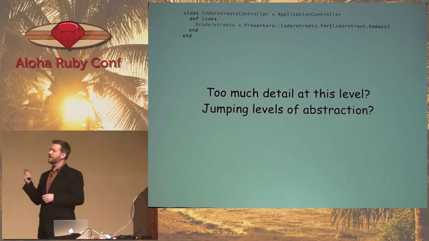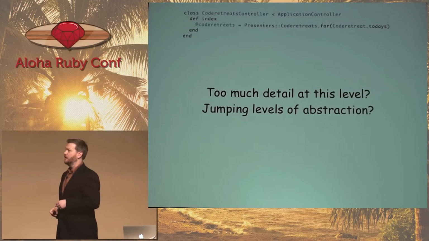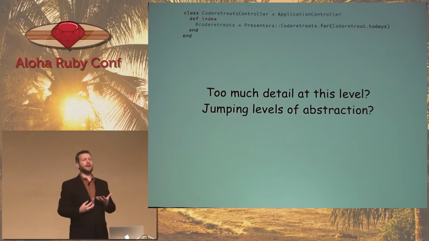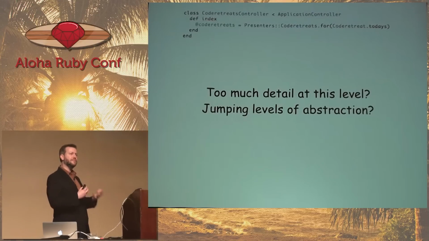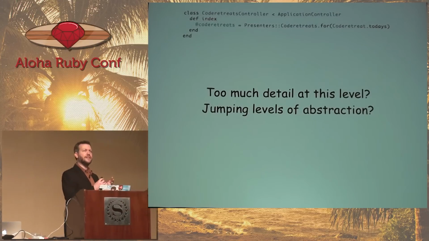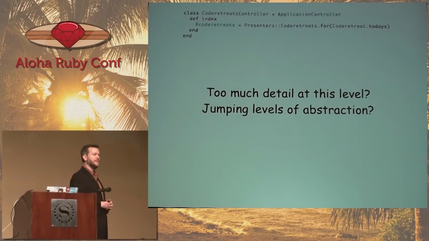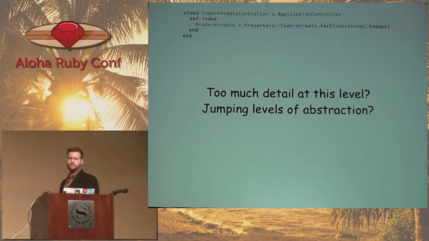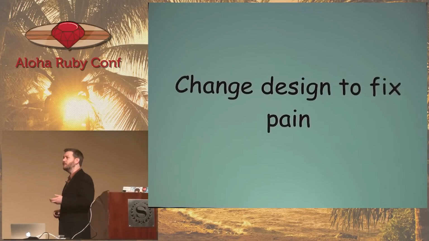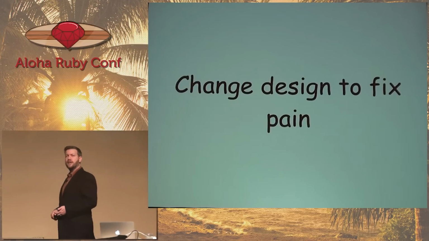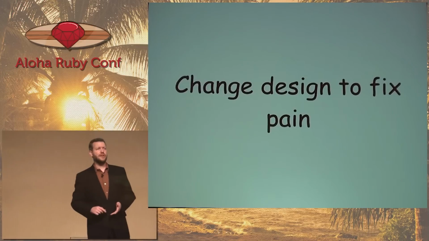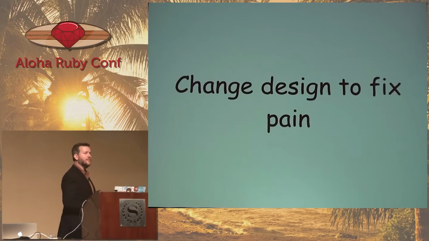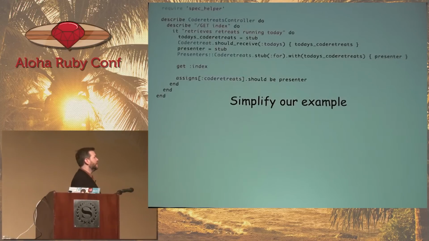I know that I'm getting a code retreat presenter. I'm passing in today's. It feels like I'm bouncing between layers of abstraction. I'm bouncing between the layer that is saying, these are the code retreats I want to use, and then this layer of what I send out to the view. So rather than jumping through and saying, OK, I'm just going to write some helpers that will let me set up a double that returns a double, we can look at what the design is.